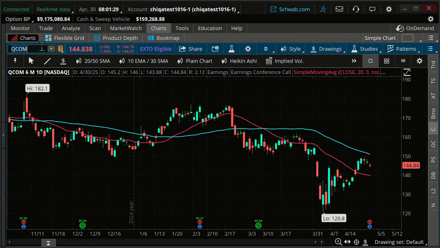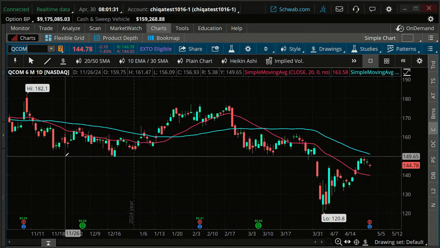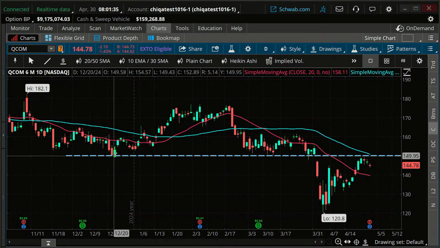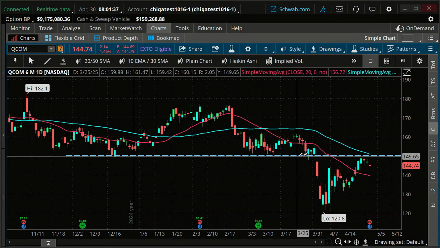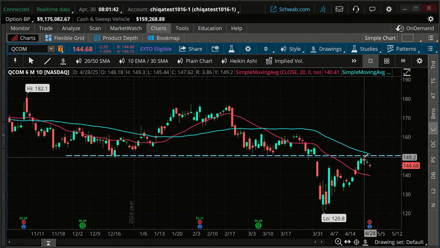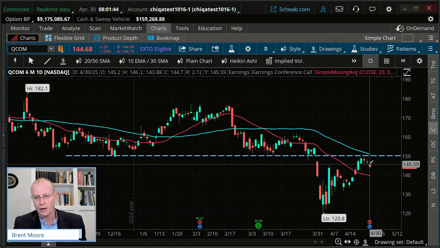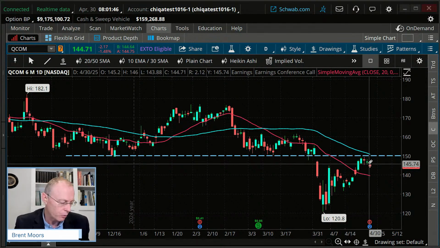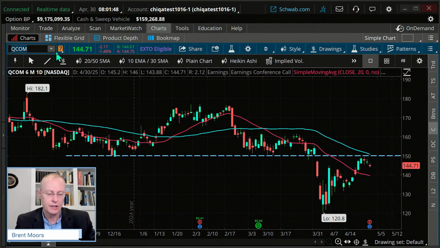Here's Qualcomm. Same deal here. This is a resistance that goes back this far. Old support becomes new resistance. We gapped down from there, basically tested it, and are rolling over. Again, maybe earnings will be the catalyst to change that.